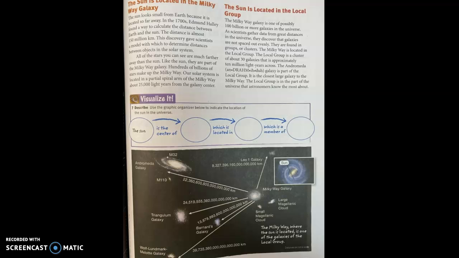The Andromeda galaxy is part of the local group. It is the closest large galaxy to the Milky Way. The local group is the part of the universe that astronomers know the most about.